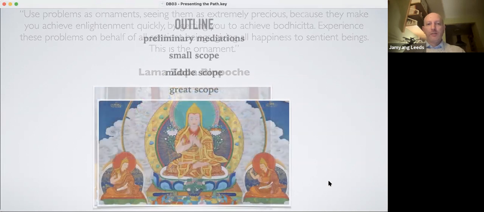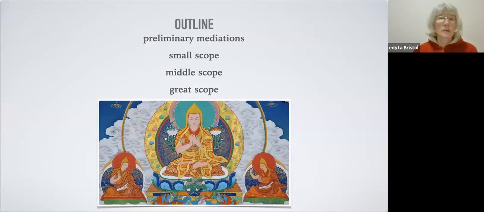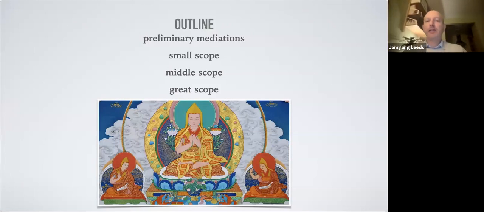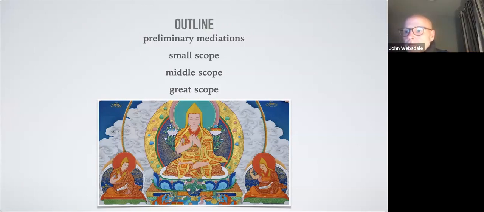So let's look into this in a bit more detail. Just to recap where we are, we've done these first 3 sections here. We're looking at the 4th one today. Can anyone tell me a meditation that comes with the preliminary meditations? Meditation on precious human rebirth. Good. Anybody tell me a meditation that goes in the small scope? Refuge and karma. Yeah, good.